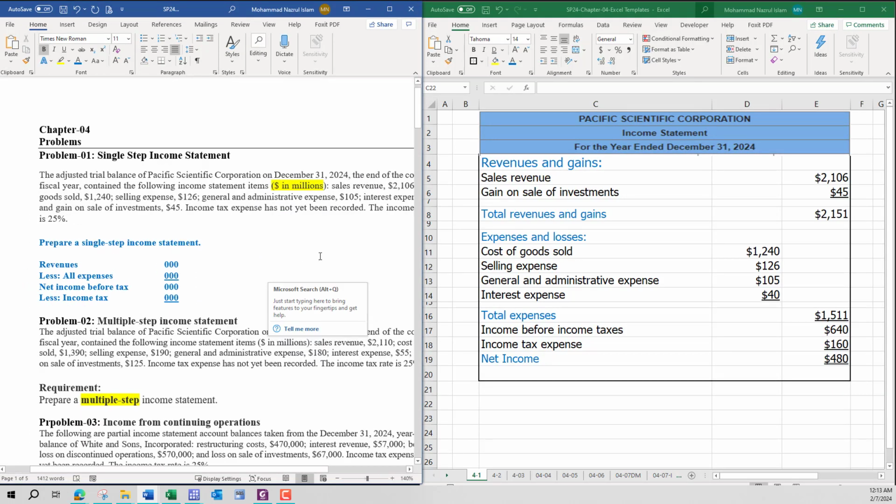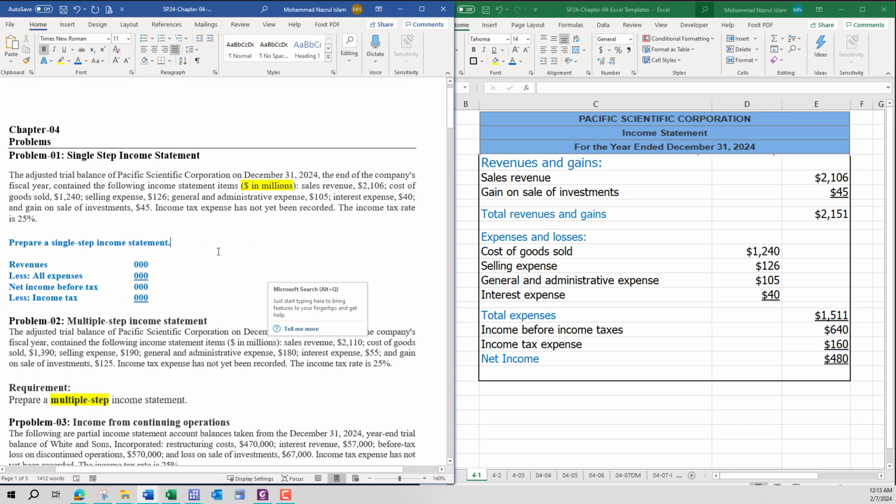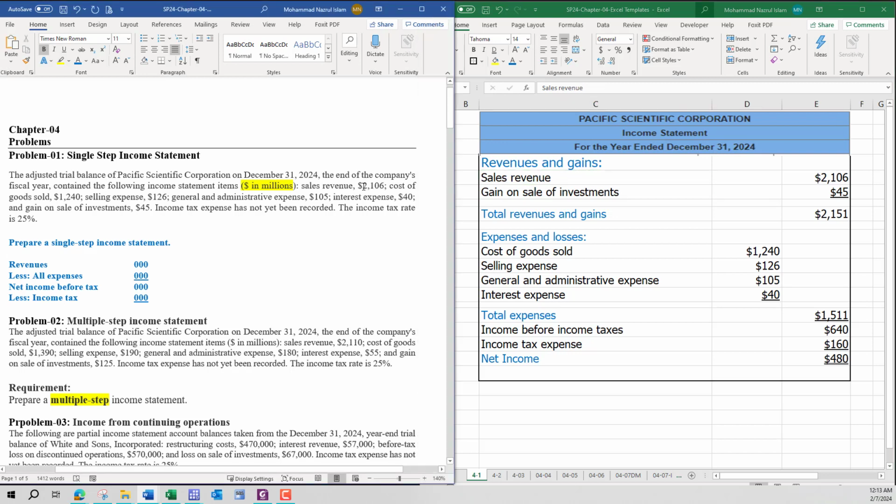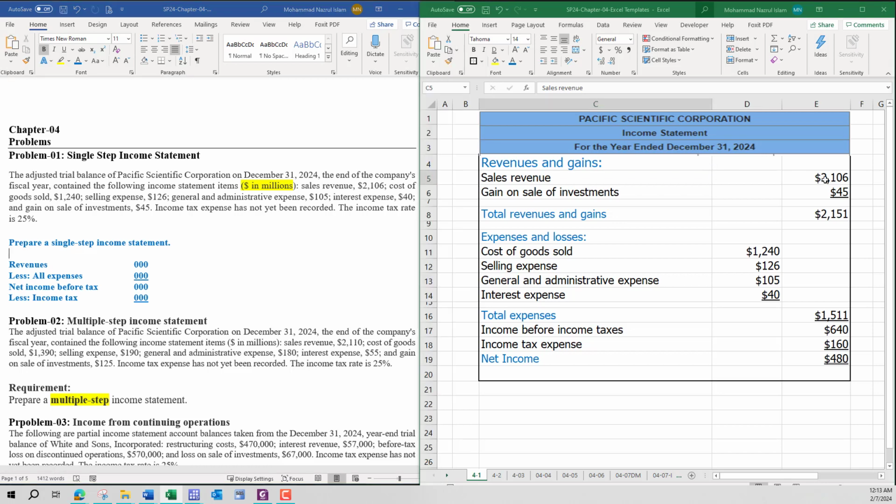So let's see how I have done it. I have already solved it. What we have done is we have all the revenue and gains. Sales revenue is 2,106 million, and gain on sale of investments is 45. So the total is this one. How did I get the total? The total is the sum of these two numbers, right?